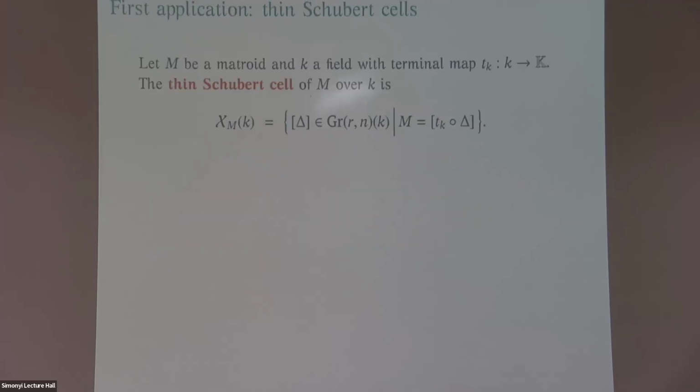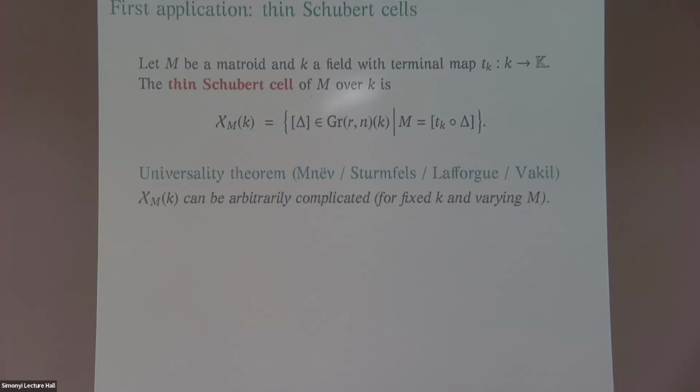So the first application is the following. We can consider Schubert cells. A Schubert cell of the Grassmannian is a locus where you have a prescribed pattern of vanishing Plücker coordinates, and you take all points that have this pattern. In other words, we take a matroid M with this pattern of zeros, and we define X_M(K) to be all Plücker vectors such that the composition with the terminal map is this given matroid. It just means the Plücker coordinate vanishes if and only if we have a non-basis of the matroid.